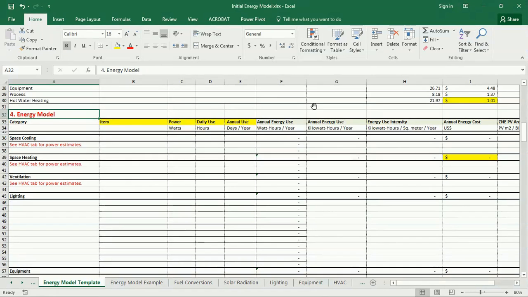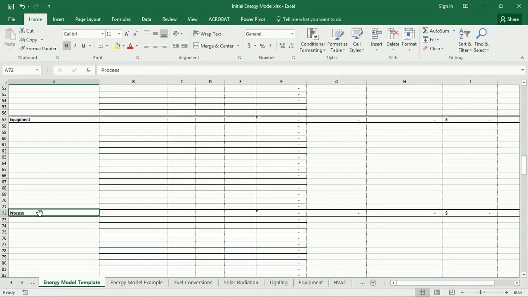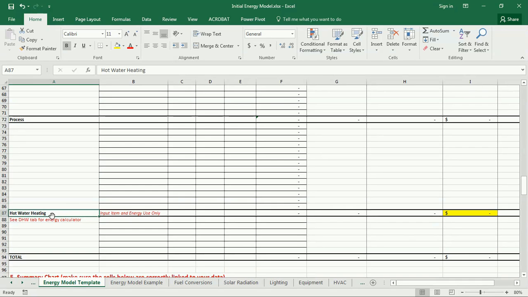And you can see, just as an overall here, you should be used to this by now, what we're looking for is the item that generates energy, or that uses energy, the power that it uses, and the amount of time that it uses. Ultimately what we're going to do is multiply power times time to get energy. And then we're going to deal with that energy in a few different ways. So let's start with these tabs here. We're going to look at cooling, heating, ventilation, lighting, equipment, process loads, and hot water heating.